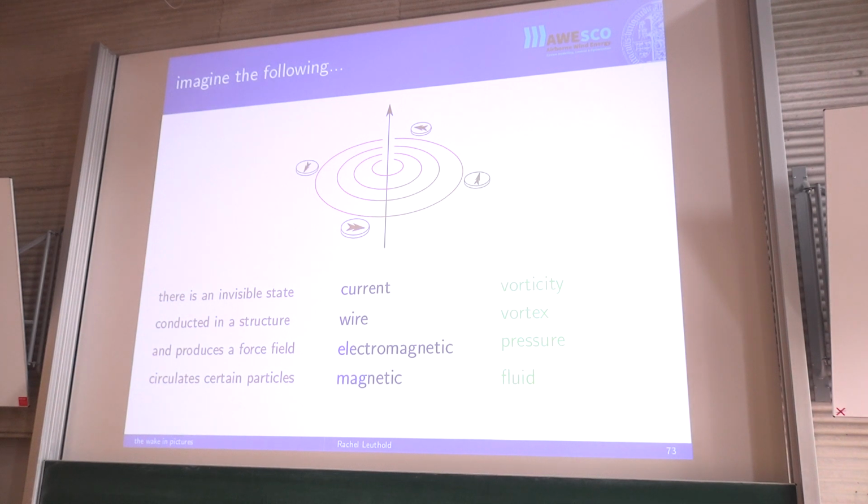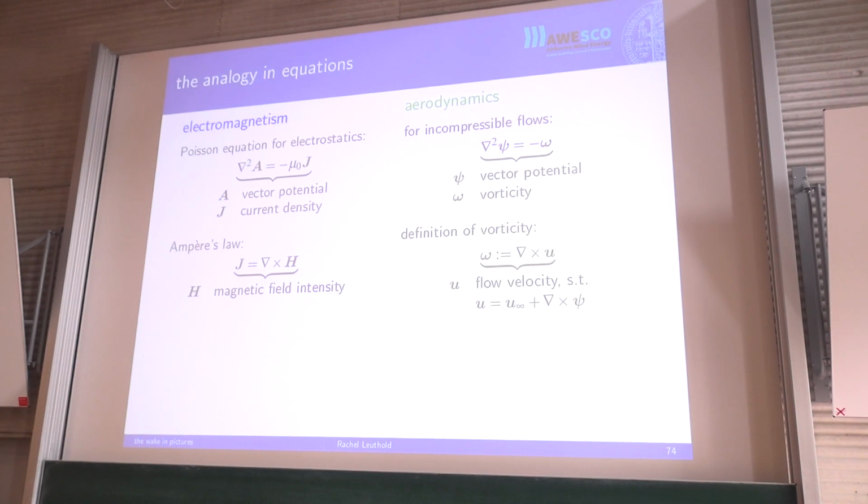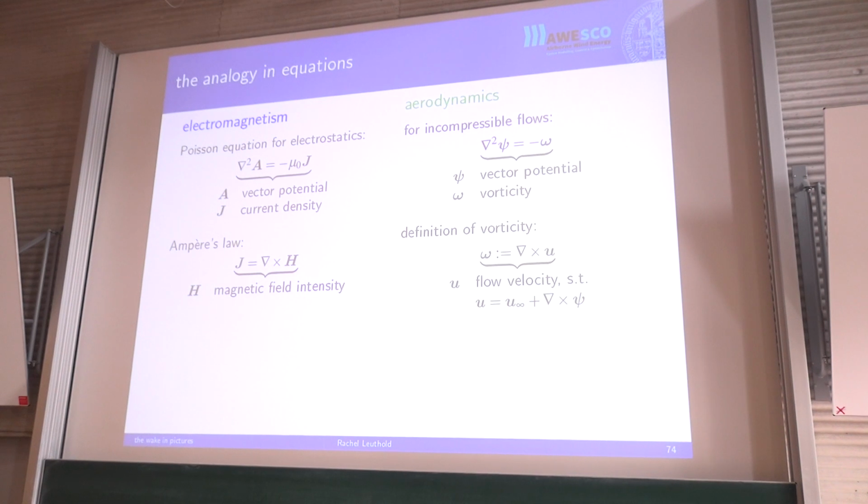We make this particular analogy because it turns out that the underlying structure of the equations that describe the motions is very similar. So in both cases, the electrostatics case and the incompressible flow case, we can describe some interesting parameter as the Poisson equation of a vector potential. And in this case, we're not interested in the current density, but in vorticity, where we've now defined vorticity to be the curl of the velocity.